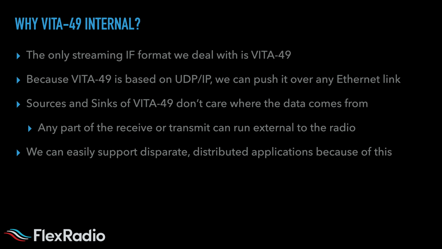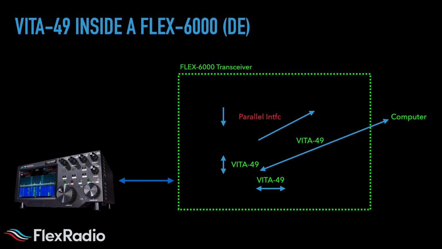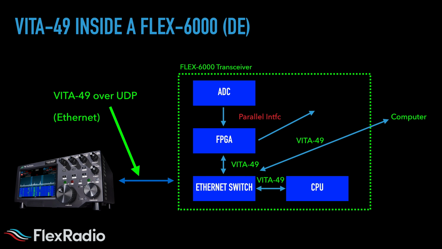Okay, so let's take a look here. See if I can get this to give me all the boxes here. Look at VITA-49 being used inside of FlexRadio. So this would be for our current line of radios, which we call Deep Eddy. I show up there in parentheses DE. So this would be a Flex 6400 or Flex 6600, 64M, 66M, this series of radios. So we'll do VITA-49 over UDP here between the radio and the computer.